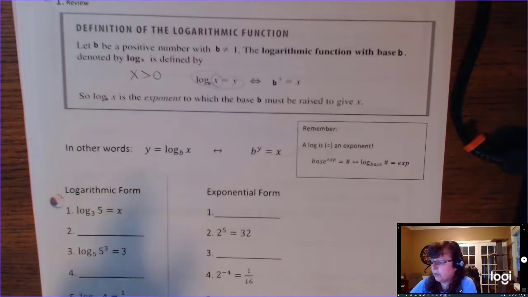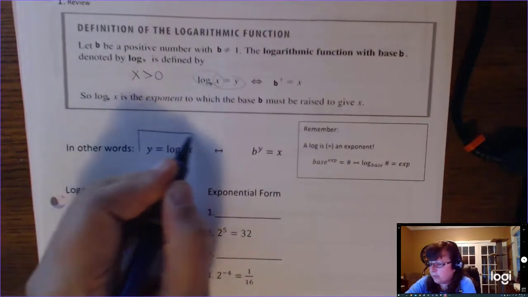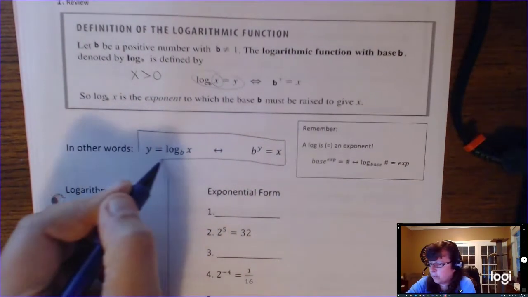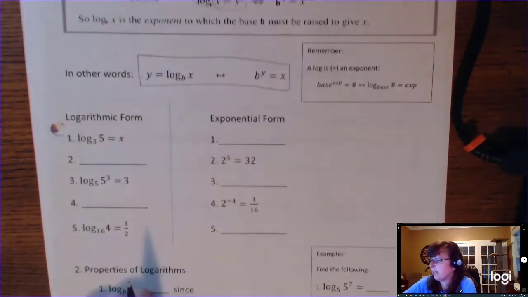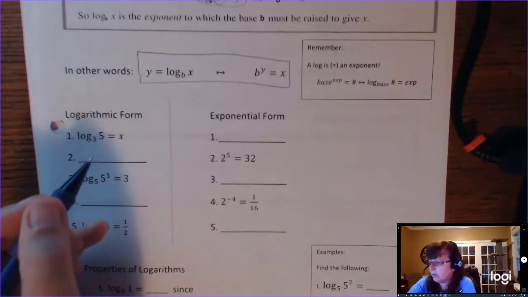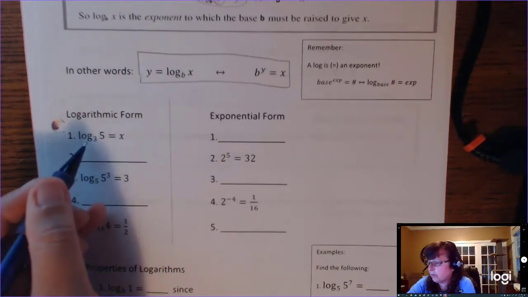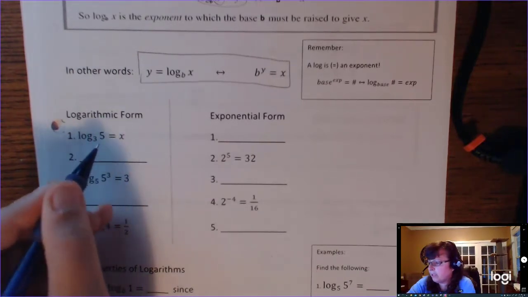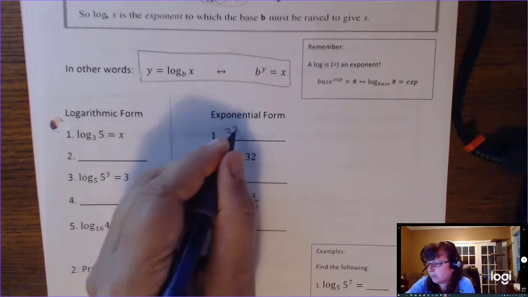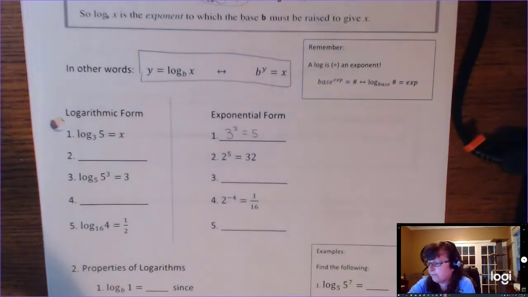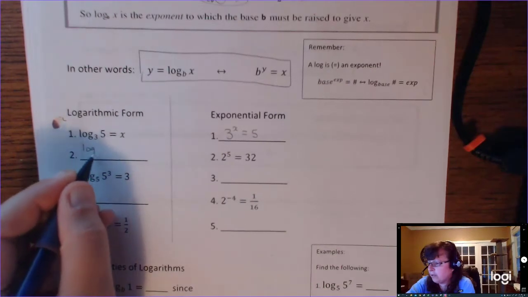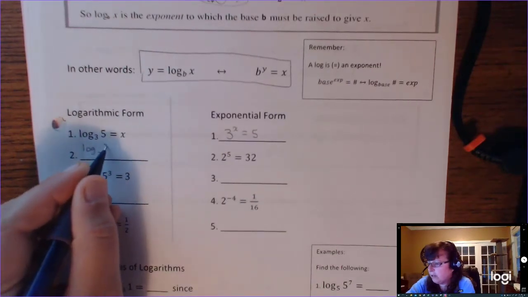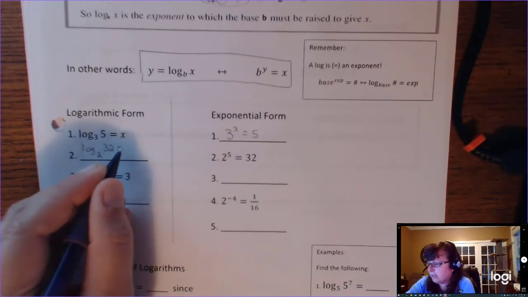Okay, so we always have to remember how to go from log form to exponential form. Alright, so this is just a little practice here. So remember, to go from log form, log base 3 of 5 equals x, the base is 3, the exponent is x, and it equals 5. To go from exponential form to log form, log base 2 of 32 is 5.